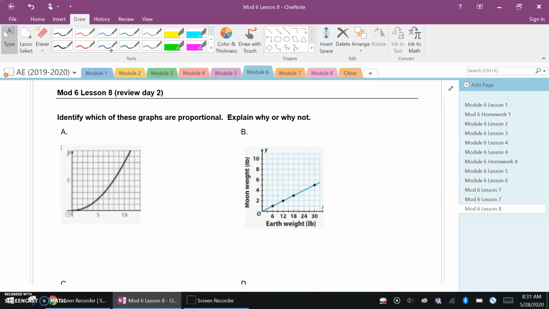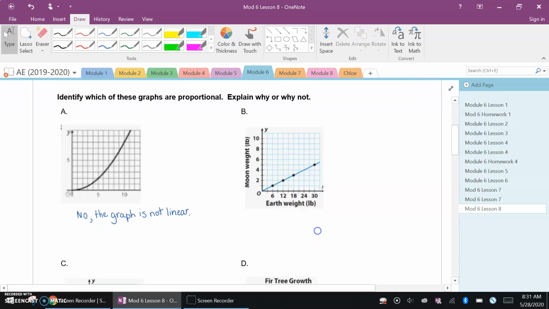So it says to identify which of the graphs are proportional, explain why or why not. So looking at A, the answer on this is going to be no. And the reason for that is because the graph is not linear. So it does go through the origin, but it's not linear. So that's going to make that a no.